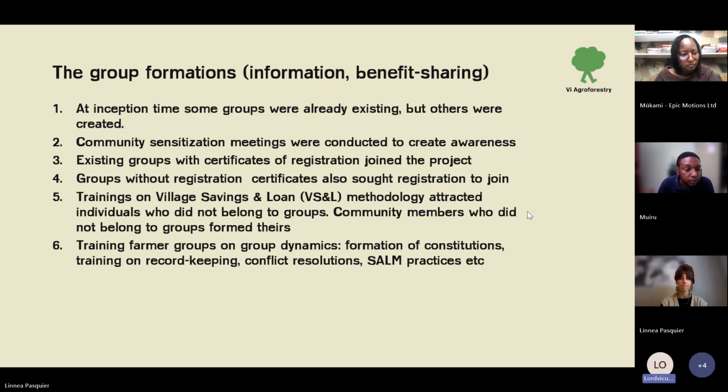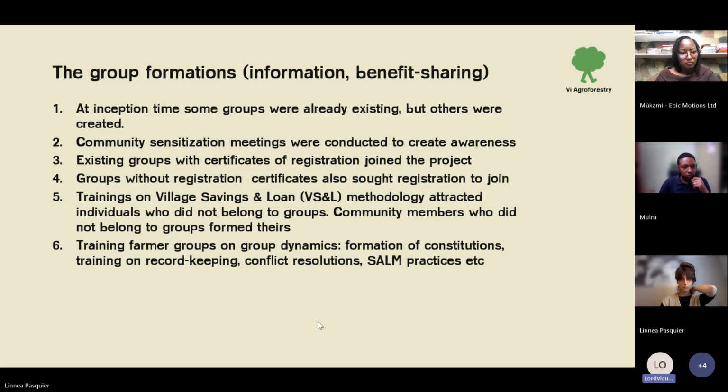And for us also to work with a group, we needed these groups to register with the Ministry of Social Services. So those groups that were willing had to go and register, because most of the groups we found there were not registered, though a few were already registered. But that was now our condition, the requirement that for them to join the project, they had to seek the registration by the ministry.